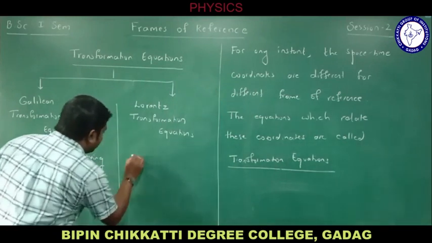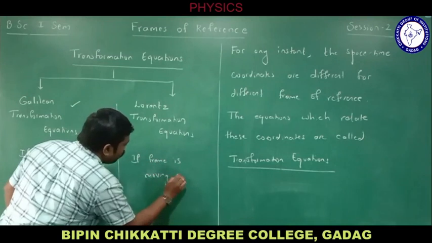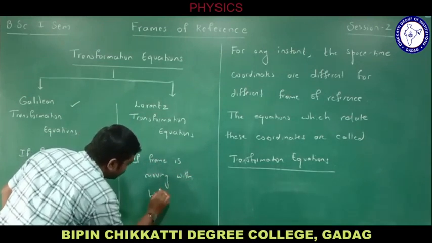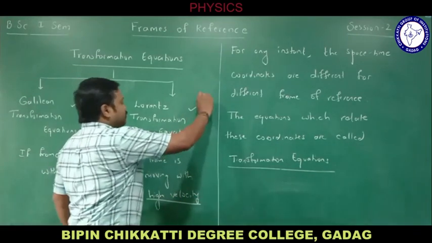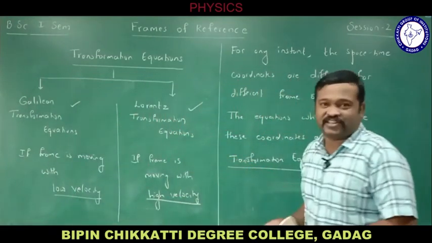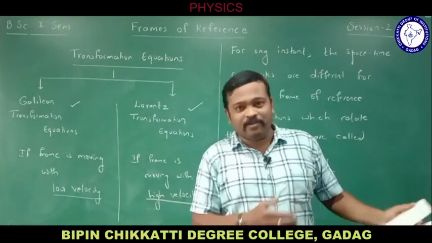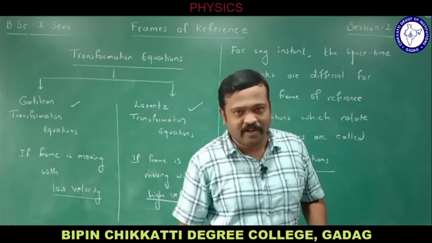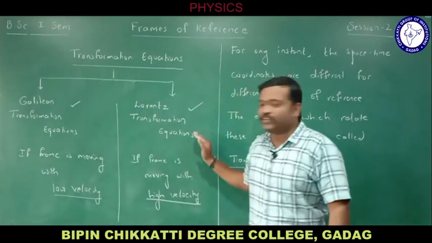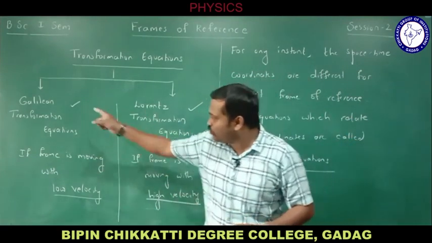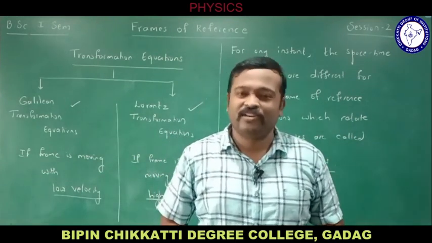If the frame is moving with high velocity, that time we consider Lorentz transformation equations. High velocity means the velocity of the frame must be comparable with the speed of light in vacuum. If the frame is moving at that much speed, we do not consider Galilean, we consider Lorentz. So this session will be on Galilean transformation equations, and we will be deriving them.